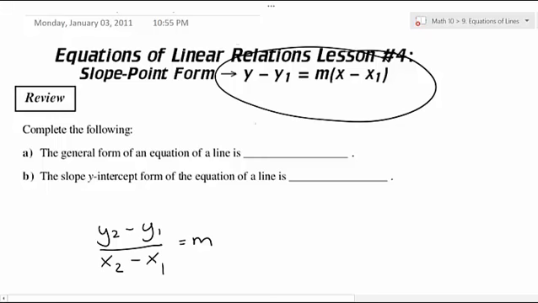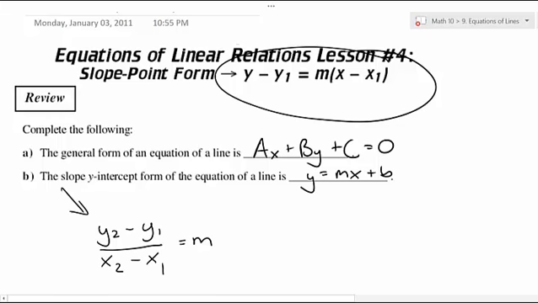General form is ax + by + c = 0, and we looked at how to get our slope y-intercept form into the general form. Also, what is the slope y-intercept form? Well, that is the one that we see so often. It's y = mx + b. And so now we're going to talk about the slope point form.